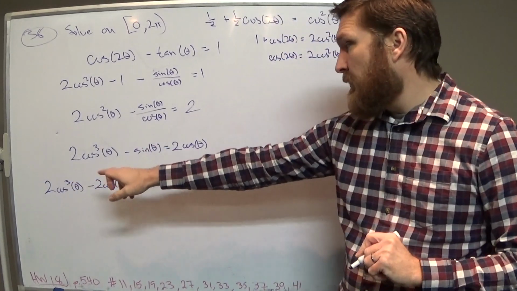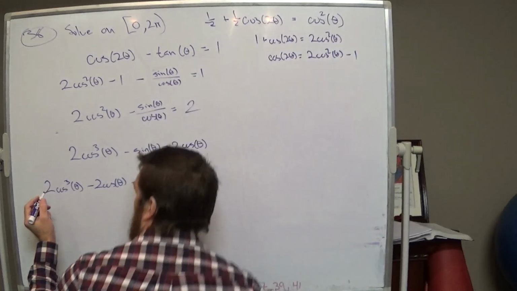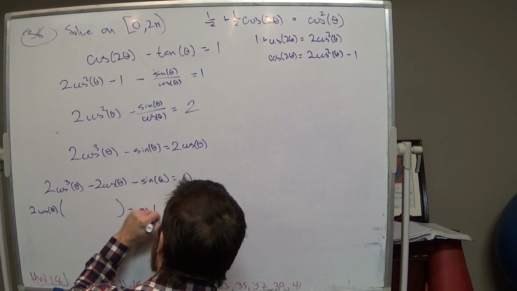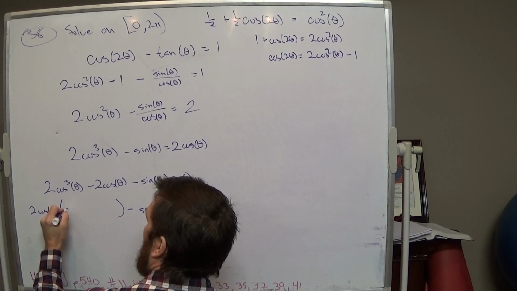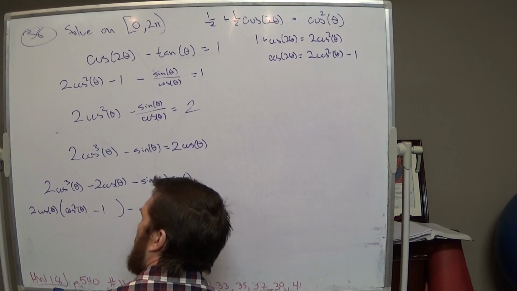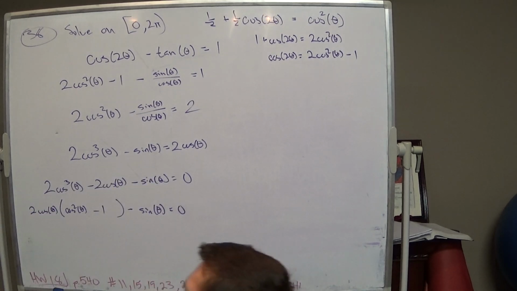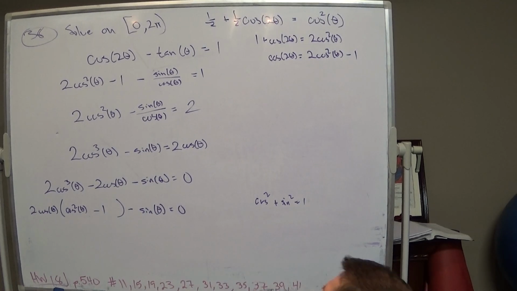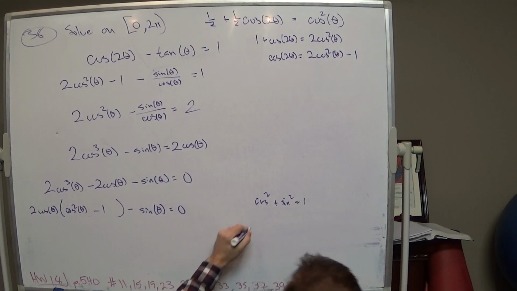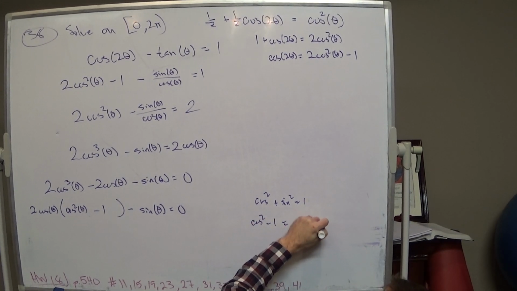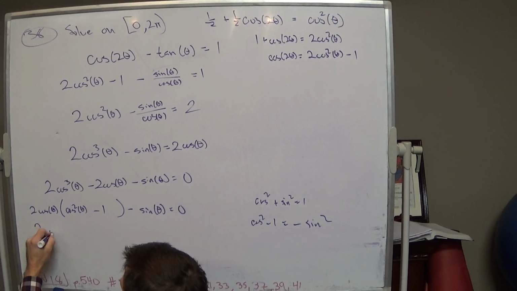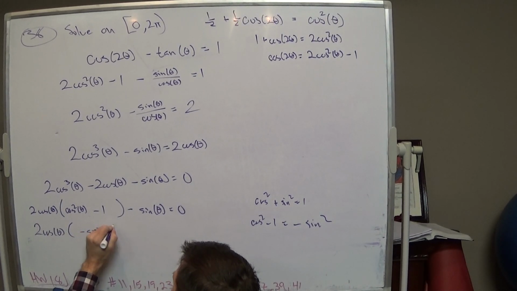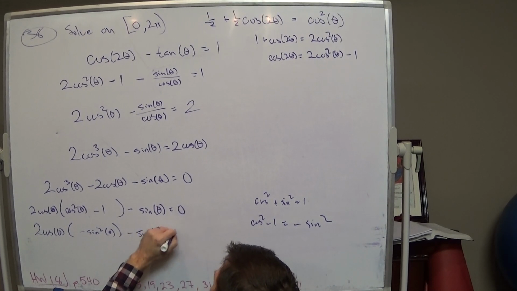Yeah, we could factor some stuff out. A 2 and a cosine come out. Again, I'm not sure, I'm just playing around, going with your suggestions here. And now what's left over? Cosine squared minus 1. We know cosine squared plus sine squared is 1, and so cosine squared minus 1 would be negative sine squared. So let's try that. 2 cosine, negative sine squared, minus sine. Okay.